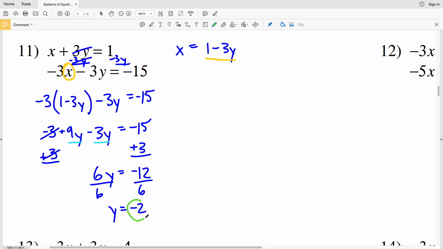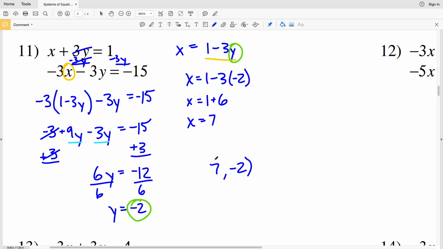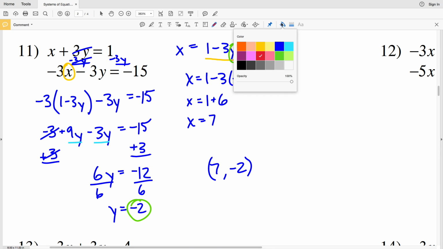So now that I know what y is equal to, I'll just plug that in for my equation that's equal to x. So I'll have x equal to 1 minus 3 times negative 2, x equals 1 minus a negative 6 or plus a positive 6, so x equals 7. So number 11, x is 7 and y is negative 2. That is my solution.